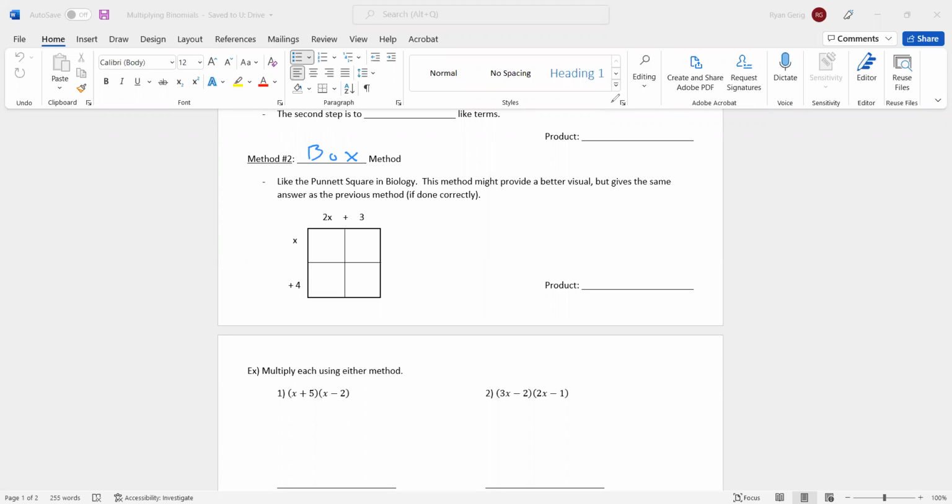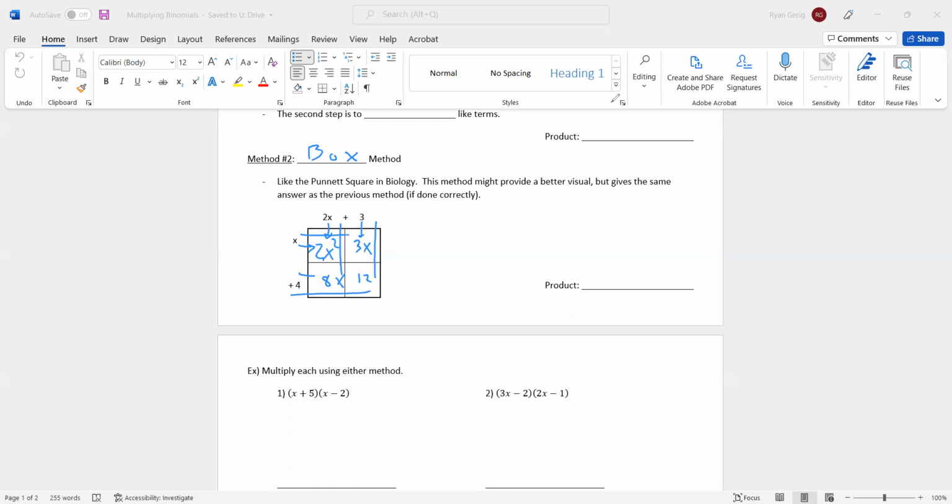So basically, you're just filling in the Punnett square, 2x times x. You're just multiplying those. 2x times x is 2x squared. Then you're going to multiply 3 and x. 3 times x is 3x. Then you're going to multiply 2x and 4. That's 8x. And then you're going to multiply 3 and 4, which is 12.